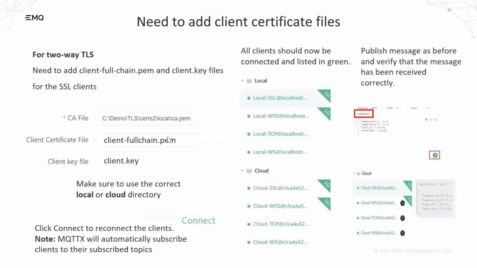So basically, the one difference we need to make, because we're using two-way TLS, is we have to add the client certificate files when we connect. You'll have to do that for all the clients that are using SSL, and just make sure that you're using the right CA file for the local versus the cloud broker.